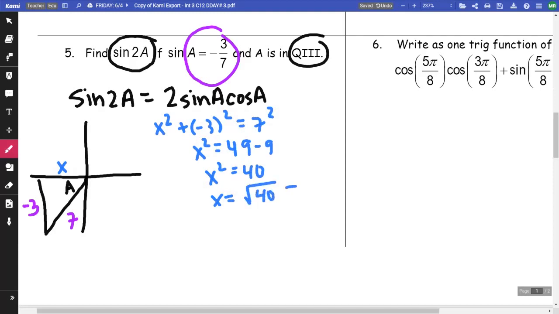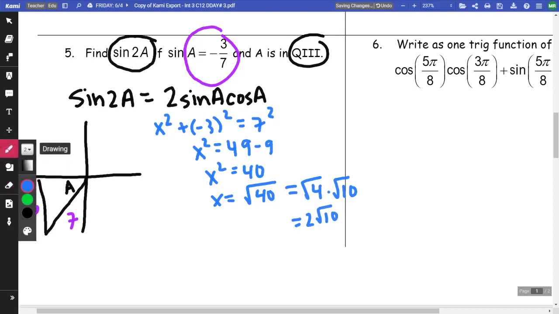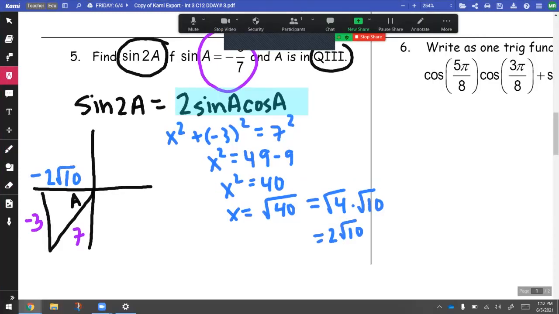And I can clean up the square root of 40. There is a perfect square in there. It's a root 4 times a root 10. Root 10 does not have any squares in it. So that's a 2 root 10. So this x over here is really going to be a negative, because of where I am, I'm in the negative x direction, 2 root 10.